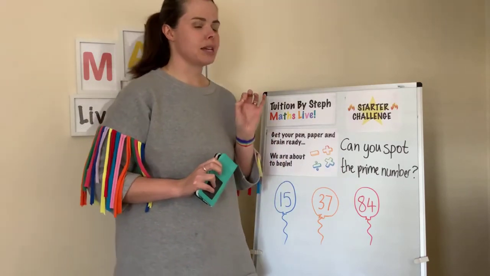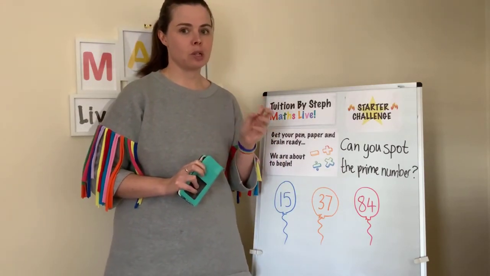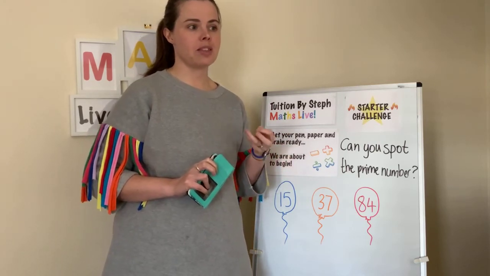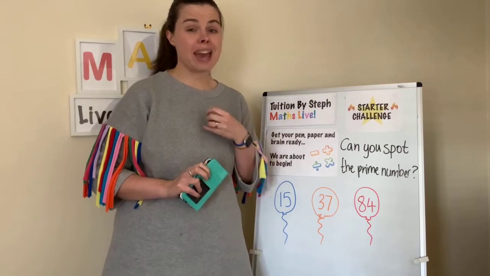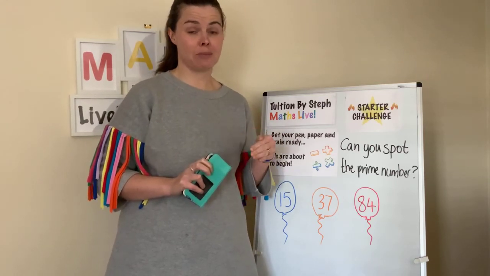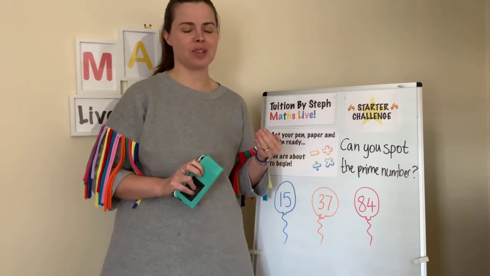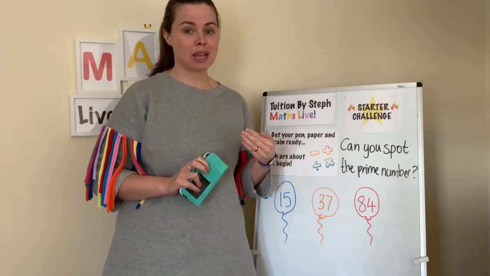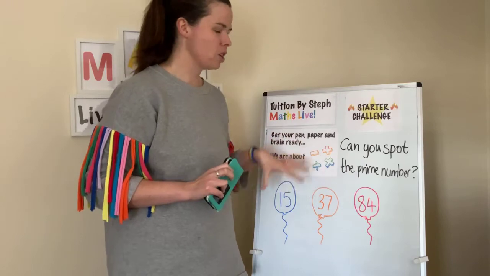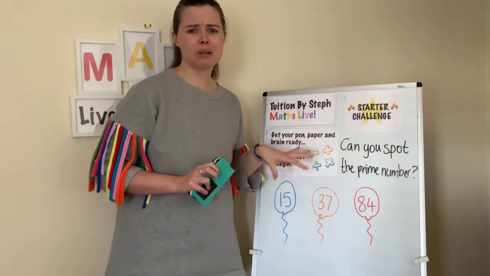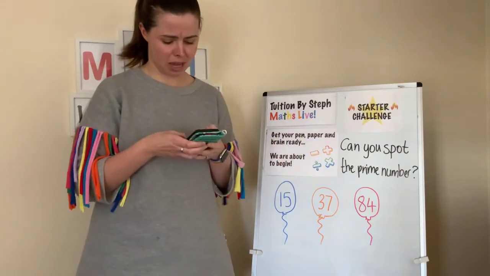If you weren't in yesterday's lesson, yesterday we learned about prime numbers and that they're only divisible by one and themselves. They don't appear in any other times tables. They don't appear in any other times table apart from their own times table and the ones. So have a think. Which number is quite lonely and only appears in its own times table?